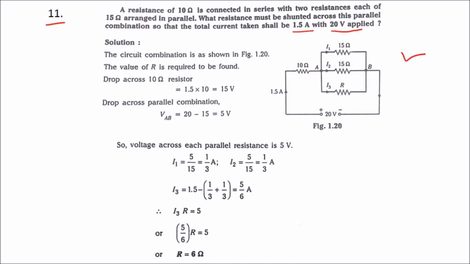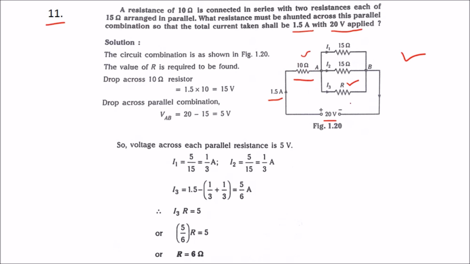As we can see here, three resistances are in parallel and this combination of three resistances is in series with another resistance of 10 ohms. They have given the supply current, that is 1.5 amps, and the supply voltage, that is 20 volts. They are asking for the value of R, the resistance which is in parallel with these two resistances. So we know that the supply current is 1.5 amps and the resistance which is in series is 10 ohms.